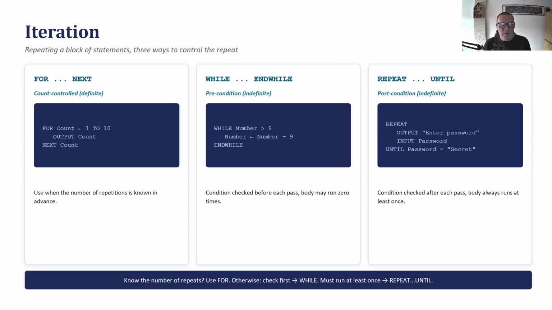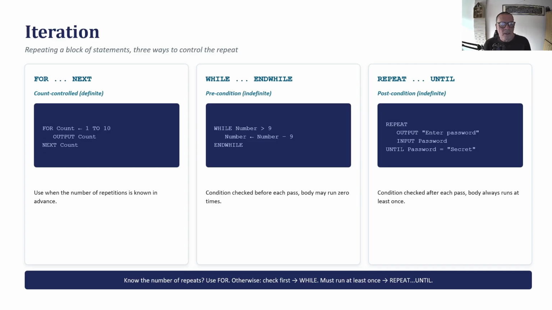Then we've got iteration. So as I say, we've got several ways of doing it. The for loop is otherwise known as a count controlled loop. It's a definite loop. That means that we know how many times it's going to execute. So if we say for count is 1 to 10, then we know it's going to do it exactly 10 times. And we use this kind of loop when we know how many repetitions in advance. So before we come to that code in the program, it will know how many times it needs to do that.